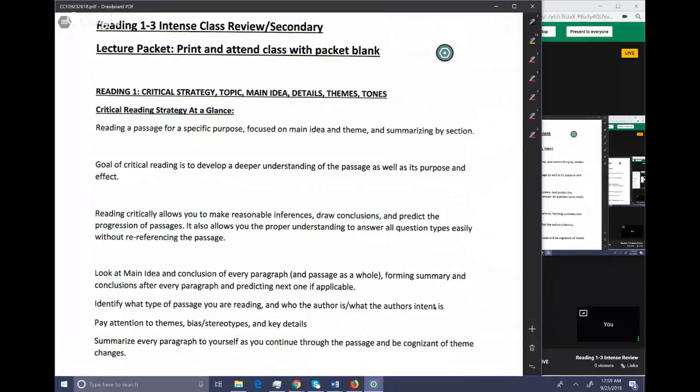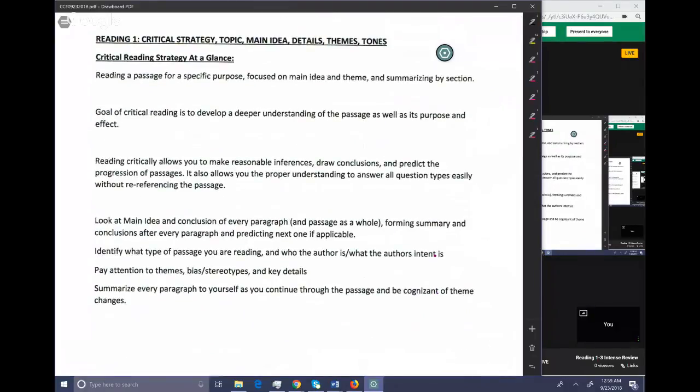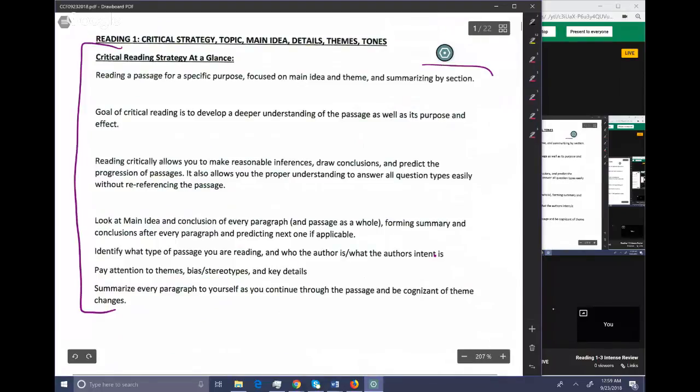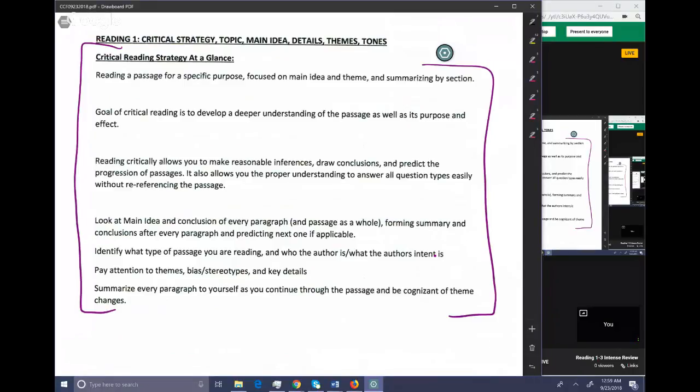So in Reading 1, we talked about the critical strategy, which we just reiterated, so I won't reiterate that a third time. At a glance, this is a broad version of the strategy: reading a passage with a specific purpose in mind. That specific purpose being, why is this passage here? Why did the author write this? What are they trying to tell me? Are they trying to convince me of something? Are they trying to inform me of something? Are they trying to tell me a story? If they're trying to inform me of something, what is that something? So what is their point? Those are all things that we can figure out very, very early on.